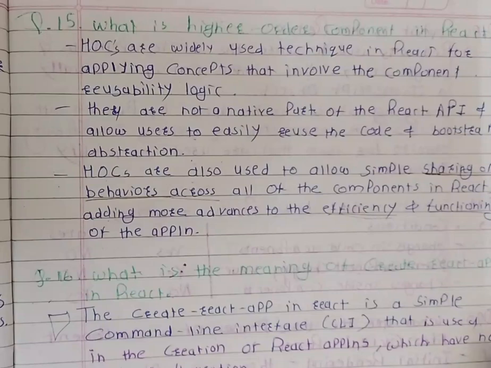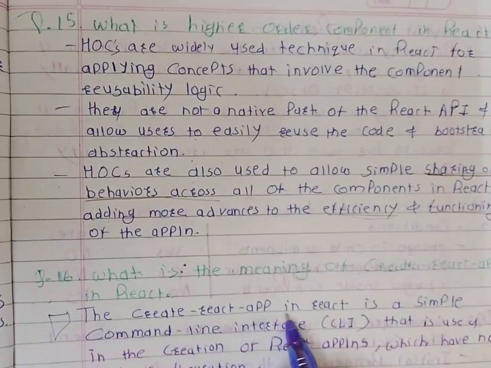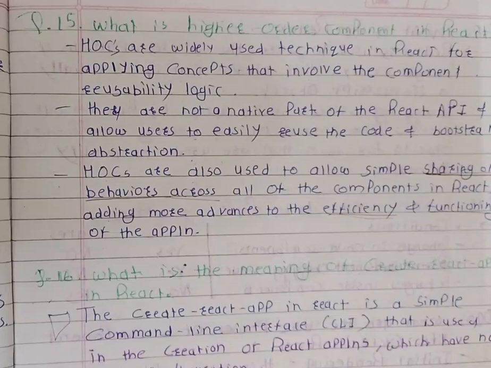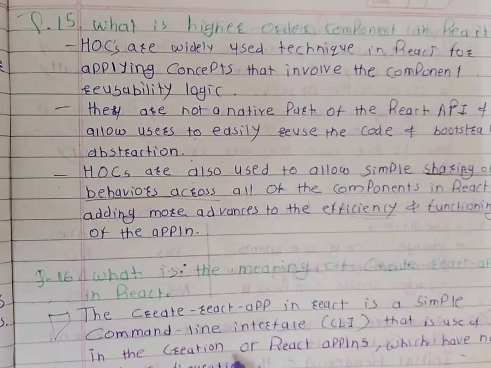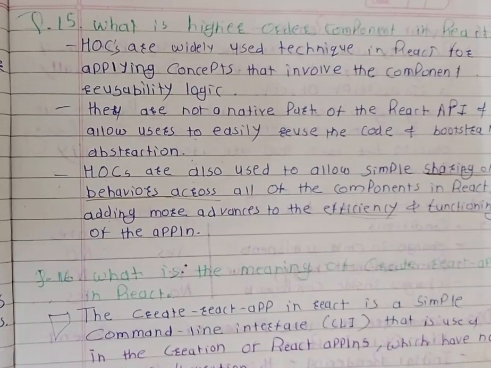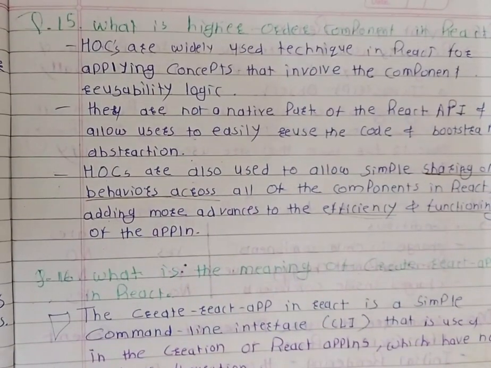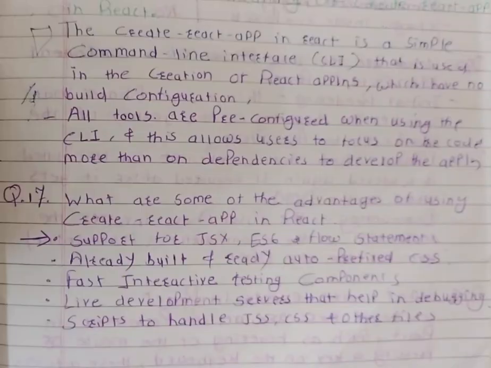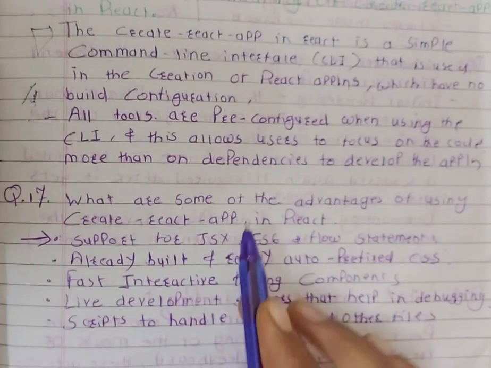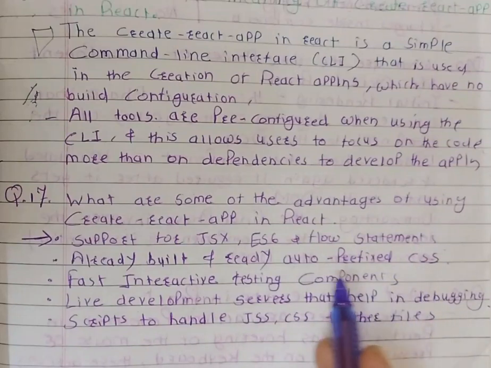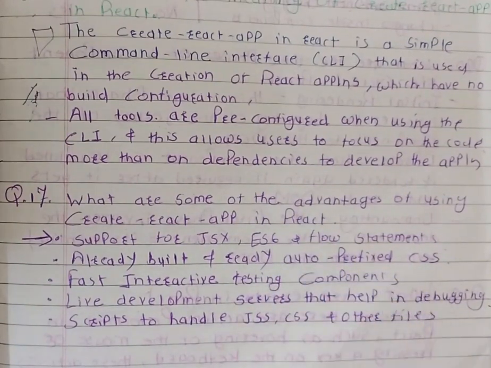Then the next one is, what is the meaning of create React app in React? Create React app is a simple command line interface that is used in the creation of React applications which have no build configuration. By using this command we can create a React application. All tools are pre-configured when using the CLI, and this allows users to focus on the code more than on the dependencies to develop an application.